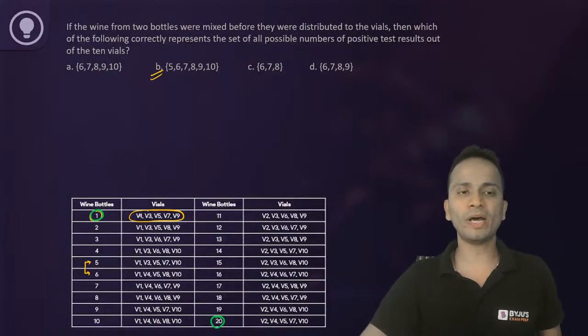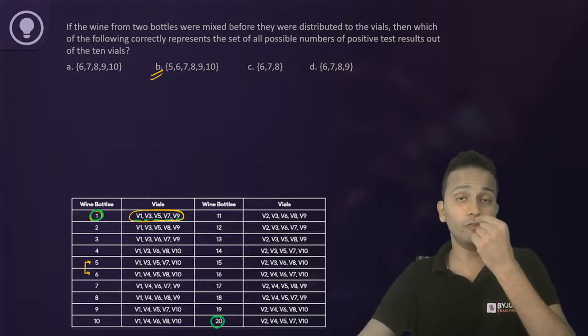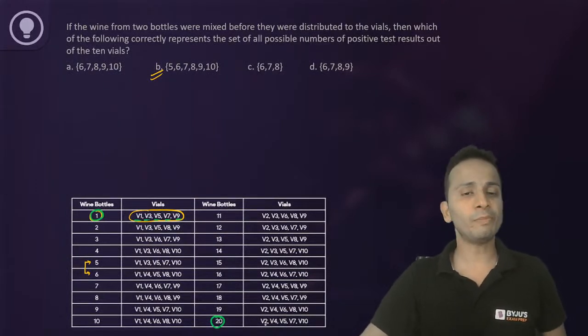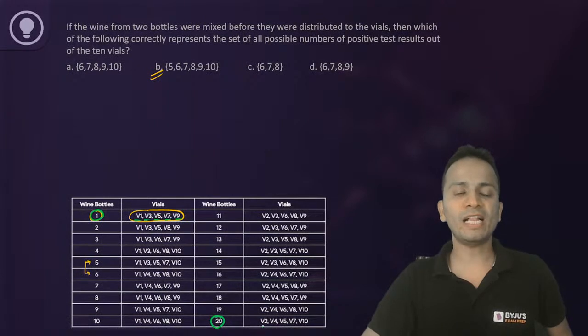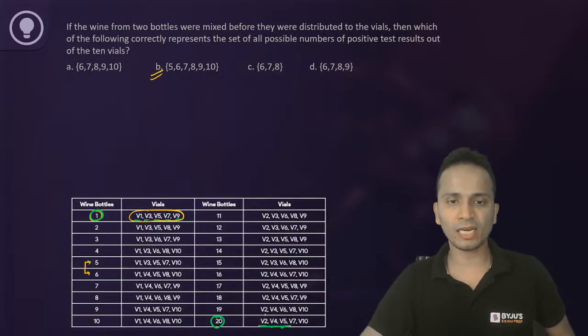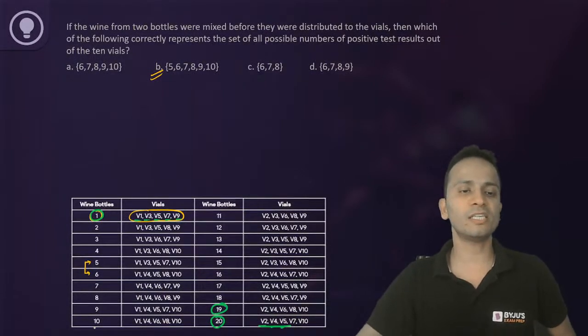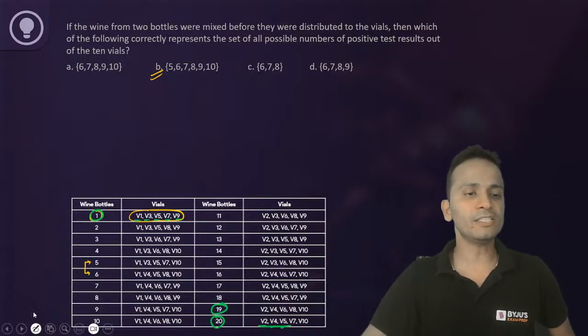Now because of bottle 1, vial number 1, 3, 5, 7 and 9 will show positive result, and because of bottle number 20, vial number 2, 4, 6, where is 6? 2, 4, 6, 8, 10. So let's consider 19 instead of 20.